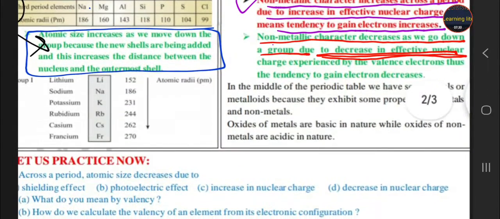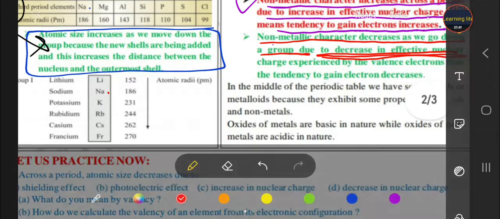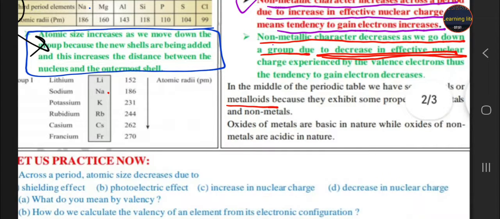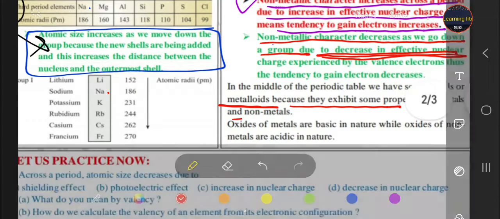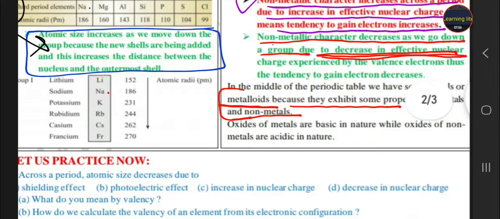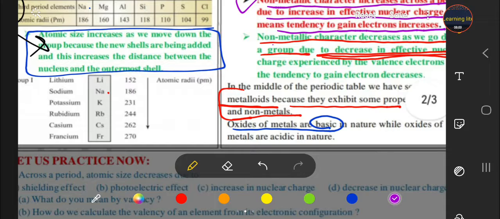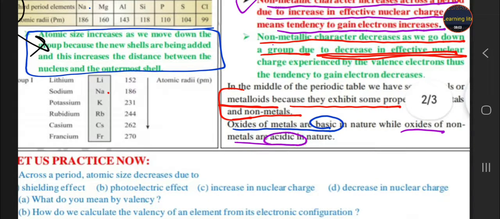Okay. And in the middle of the periodic table, we observe a zigzag line of pink color between the metals and the non-metals, and this line gives the elements that show the properties of both metal and non-metal. So these are called metalloids, student, semi-metals, because they exhibit properties of metal and non-metal. And oxides of metals are always basic in nature, and oxides of non-metals are always acidic in nature.